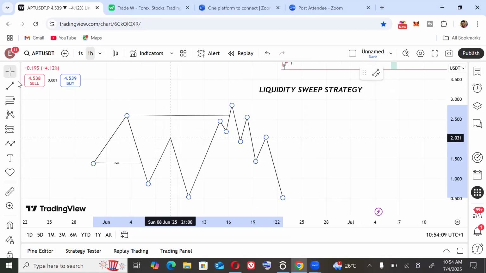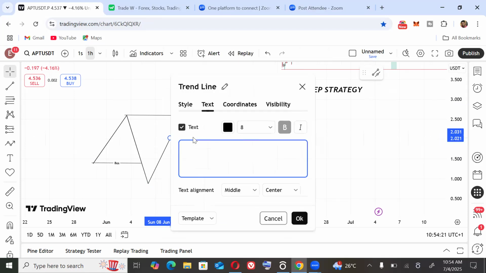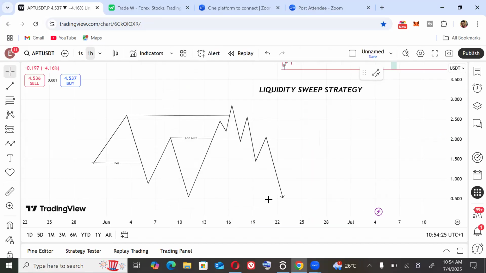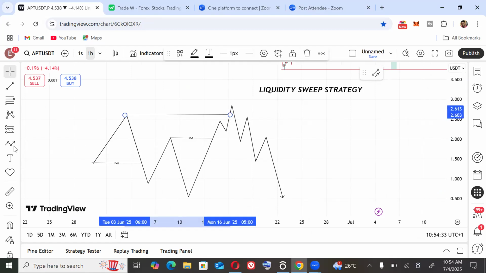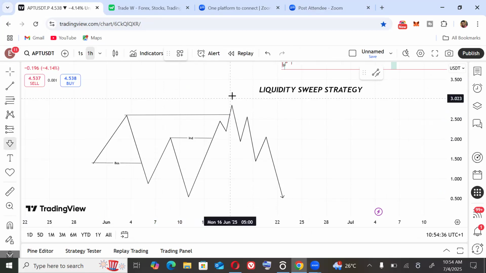You can see my inducement somewhere here. I'm just going to tag this. It's my what? My inducement. So I'm going to put this IND. So inducement is right there. And then suddenly we have a spike here. I'm going to illustrate this with an arrow mark down so that you see it clearly.